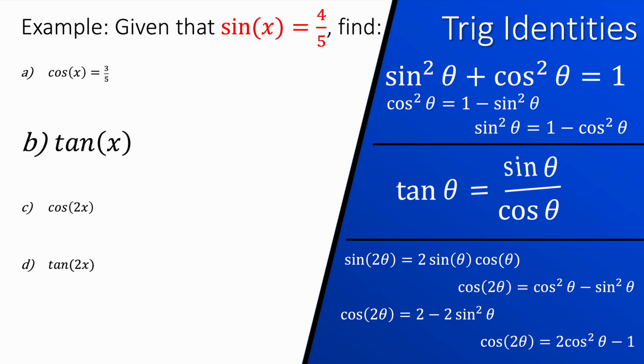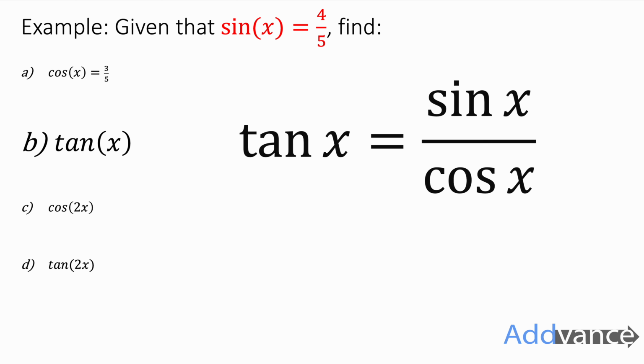Now let's do tan of x. And tan of x, we're definitely going to use a sine of x over cos of x equation, because that is how we find tan of x from sine and cos. So tan of x is sine of x over cos of x, and we're going to substitute sine of x is 4/5 and cos of x is 3/5 in here.